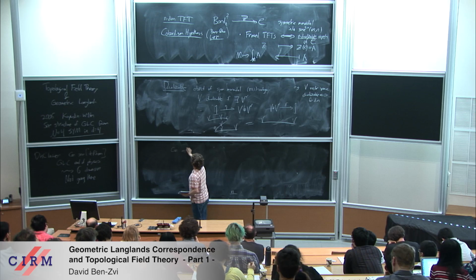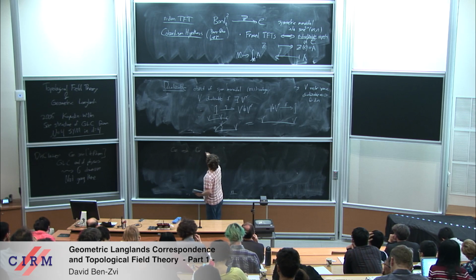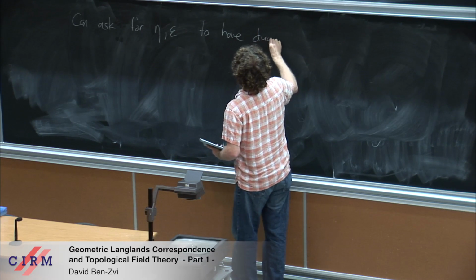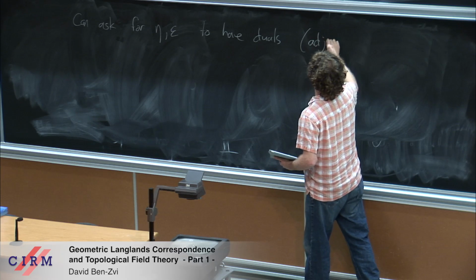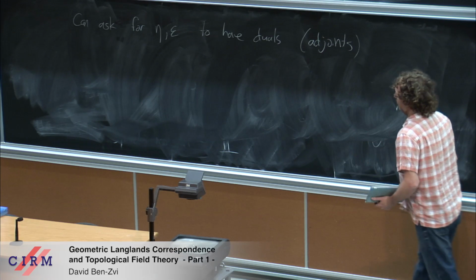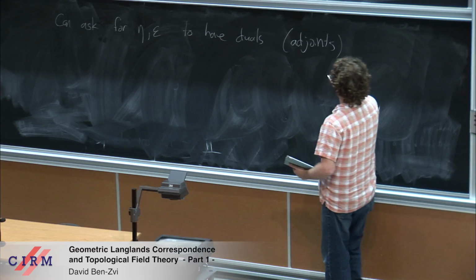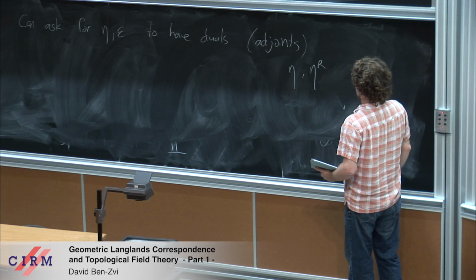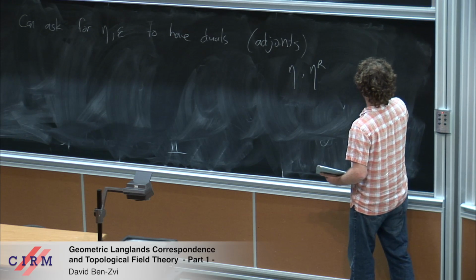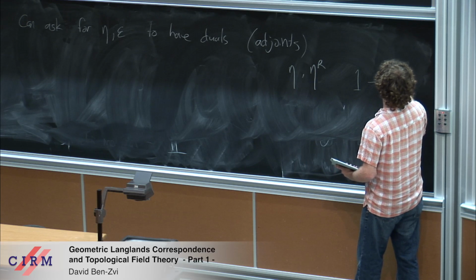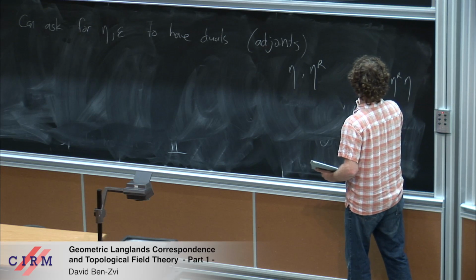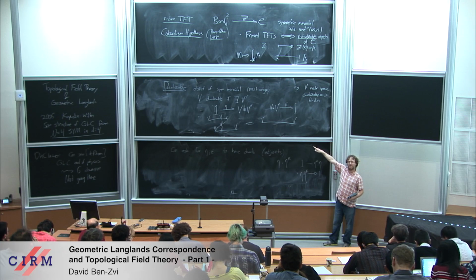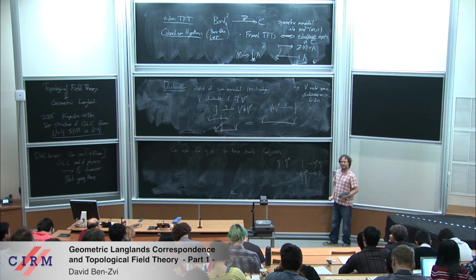If I have enough room to ask this question, I can ask for eta and epsilon to also have duals, which means the notion of adjoints. So I have now room for morphisms between morphisms. So I can ask for an eta right, with the usual adjunction properties, whatever. I have a 1 to eta right eta, and so on. Eta right to 1, satisfying the usual adjunction identities, which are literally the same picture as V goes to V tensor V dual. I'm now asking this about the one morphisms.